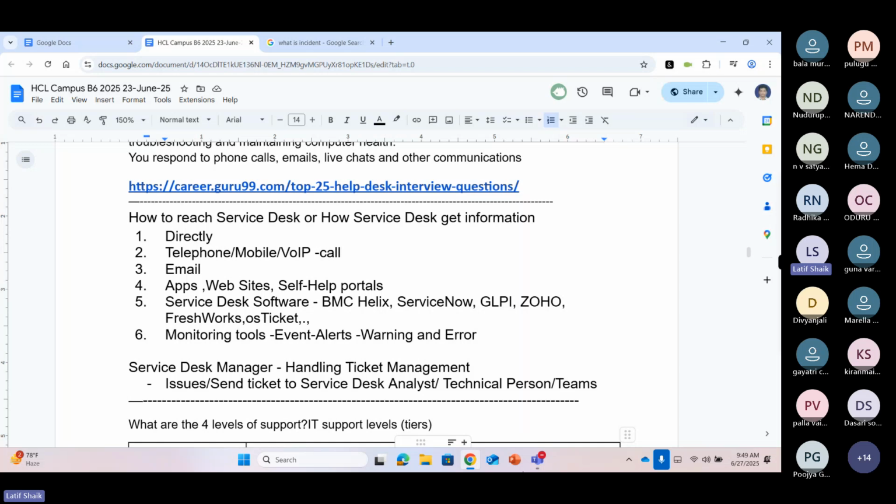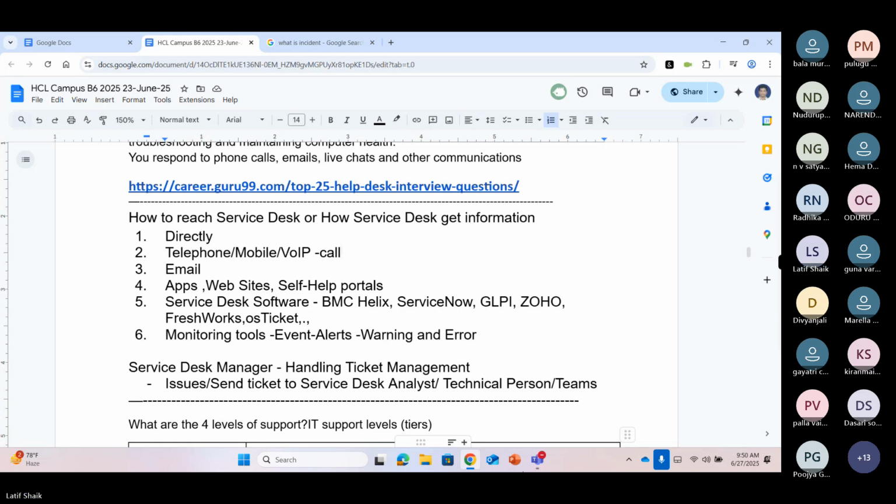Second, if I am located in a different location, I need support from my service desk. So there are service desk numbers, extension numbers. You call that service desk by telephone call itself, and you can get support. Telephone, mobile, voice or IP. Mainly in international based supports, we are all using voice or IP.